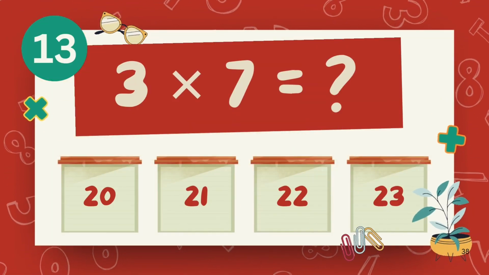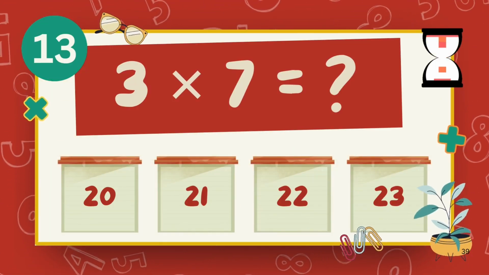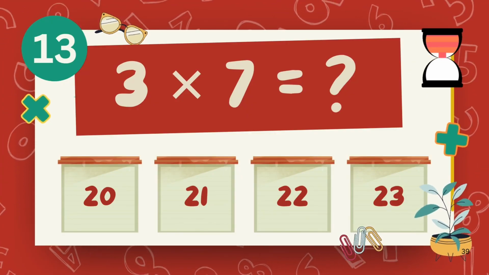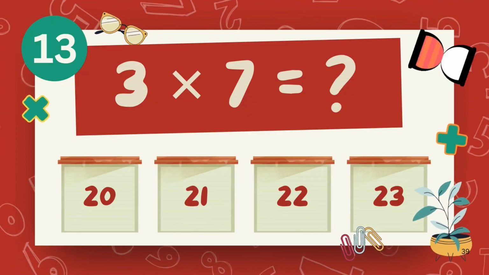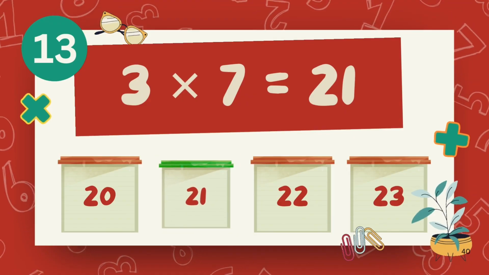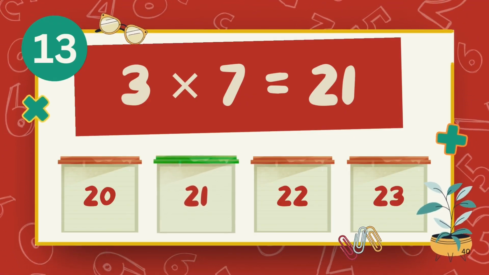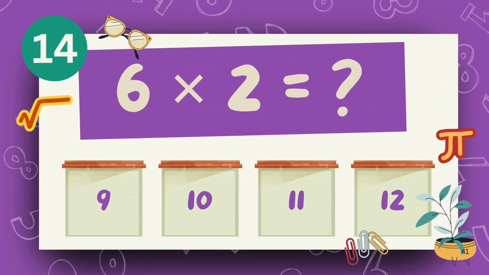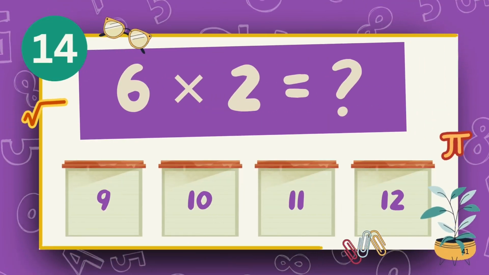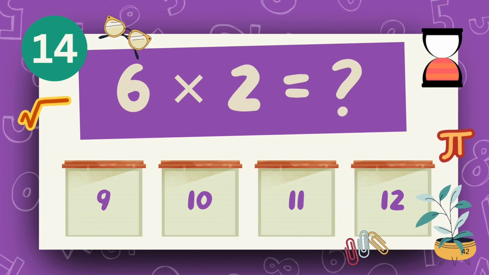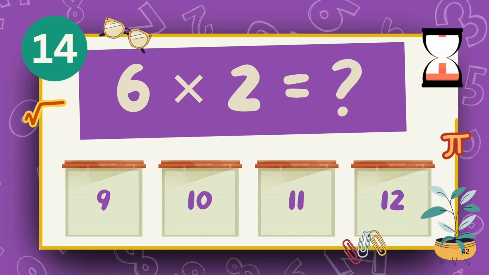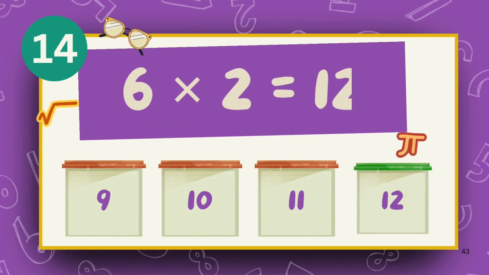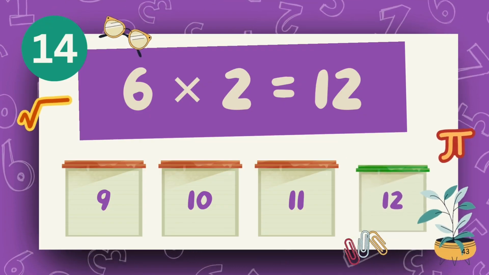What is 3 multiply 7? The answer is 21. What is 6 times 2? The answer is 12.